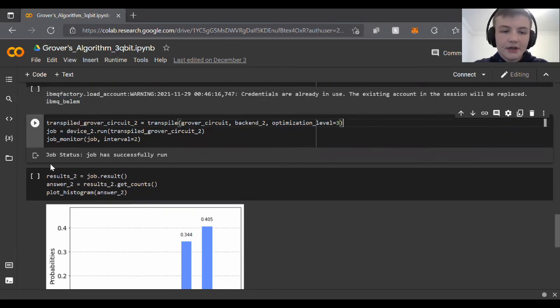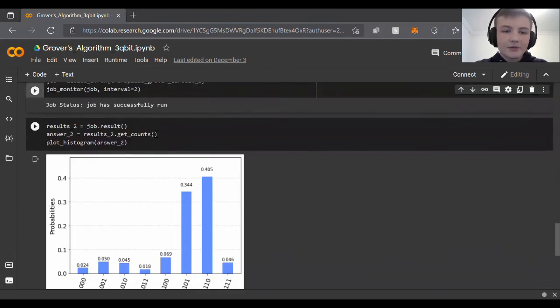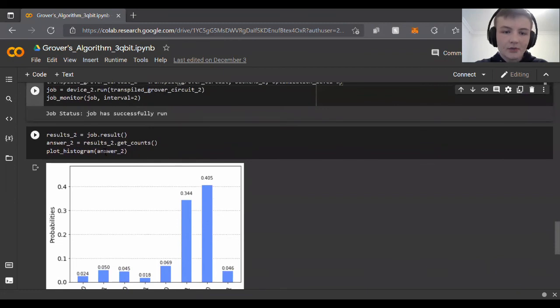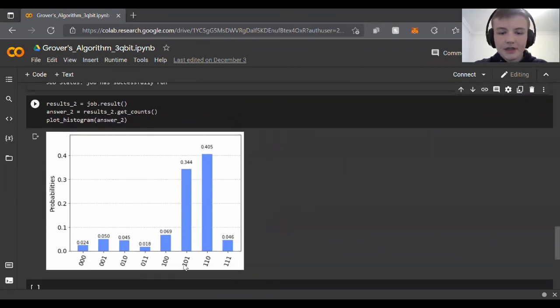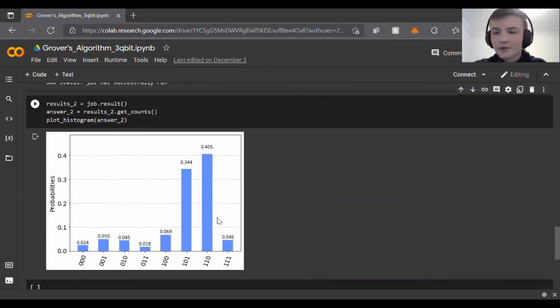We run that job on the device and we monitor the job status. The job has successfully run. I think this example took me 20 to 25 minutes, so I think the IBM network was just a little bit more busy. We get the results from this job and plot the histogram. Once again, we can see two major outliers, 101 and 110. The rest is just due to the probabilistic nature of quantum computation.